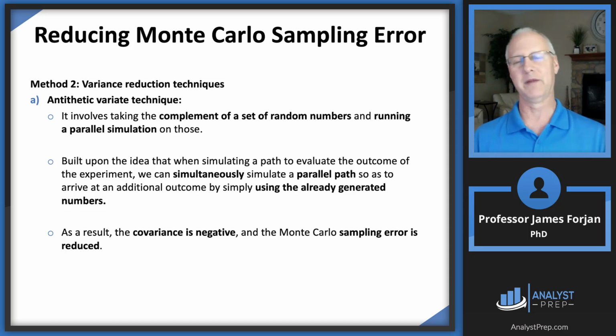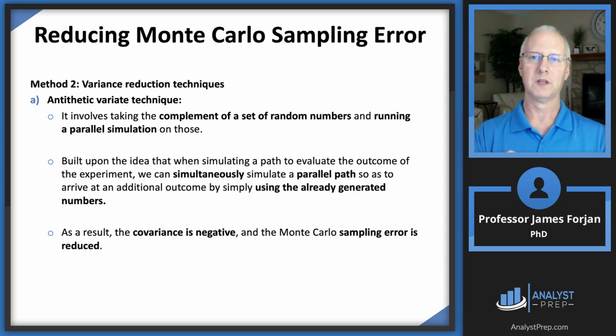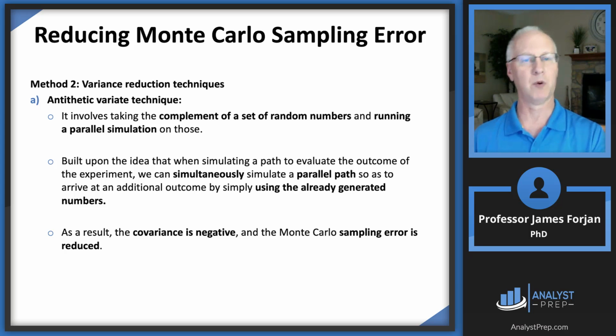Now, here's the cool thing: because you are using this complement set of numbers, the correlation coefficient between those two is going to be negative. And we know from our conversations back in portfolio diversification that if the correlation coefficient is 0 or negative, then the volatility or the standard deviation of the portfolio falls. So that same application of the importance of covariance or correlation holds true here.